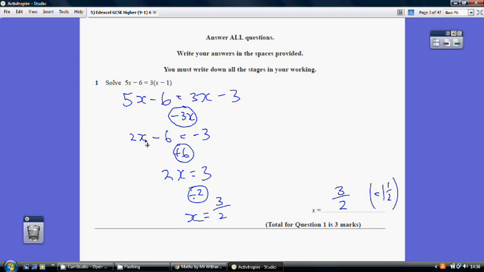I need all my normal numbers on the right. So I need to undo this minus 6 by choosing to add 6 to both sides. Adding 6 to both sides, I get 2x equaling 3. Divide both sides by 2, I get x being 3 over 2, which is 1.5.